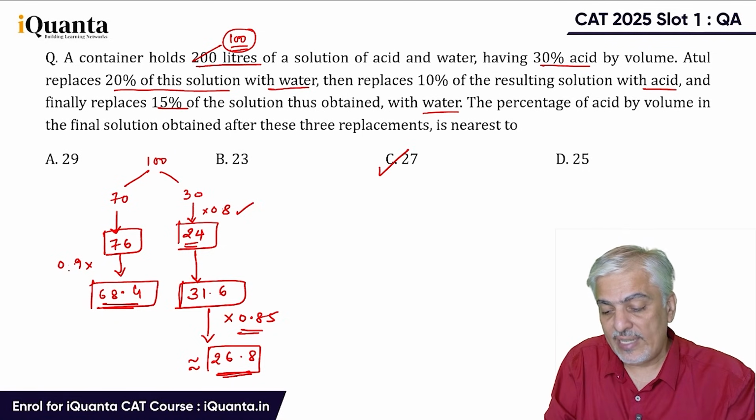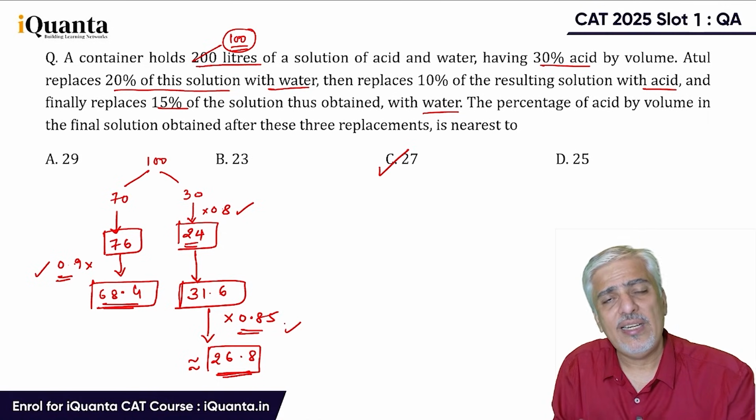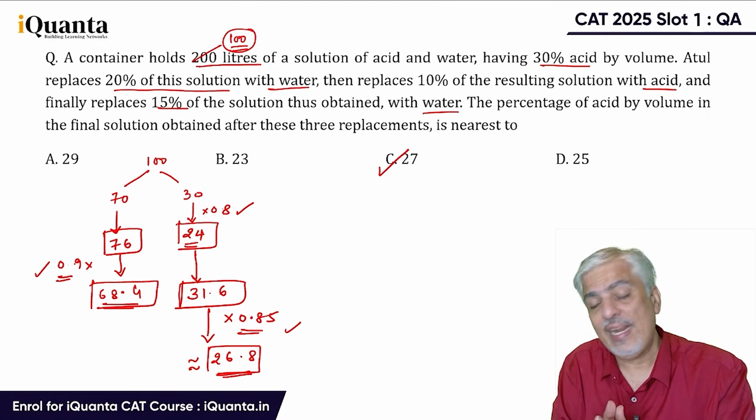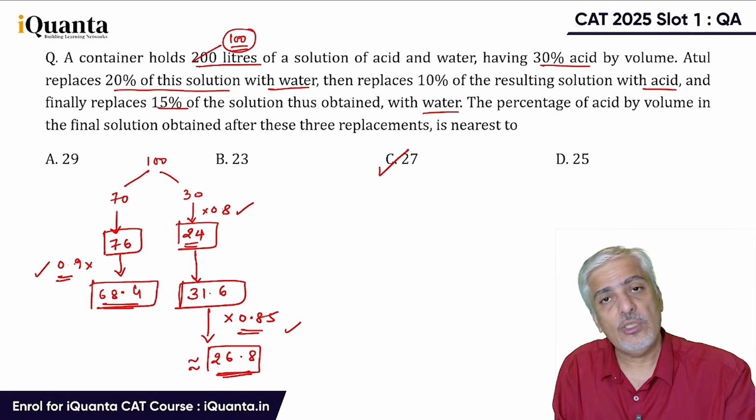Here we are removing 10%, so that is why into 0.9. And here we are removing 15%, so into 0.85. Very straightforward question. Don't try any other approaches for this question. There is no need to actually get into numbers too much. Okay, we've also got into numbers, but we've got them in a smarter way.